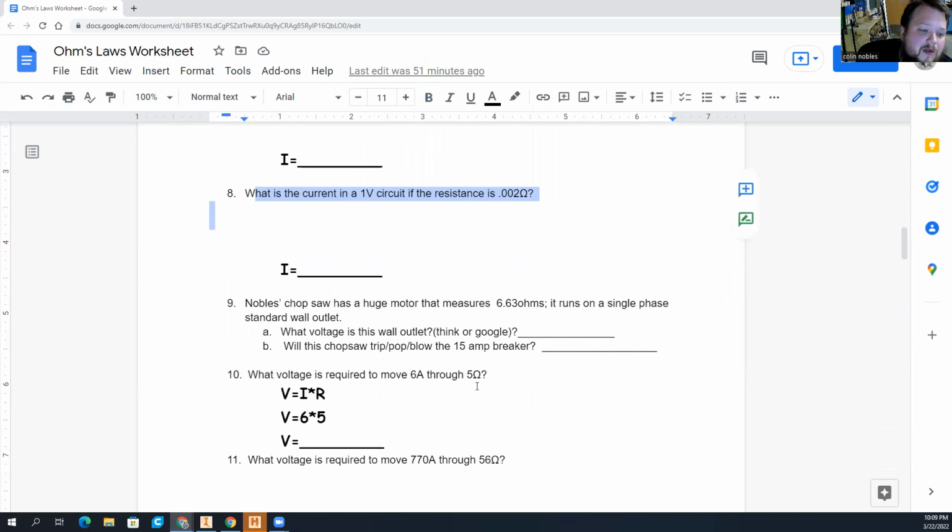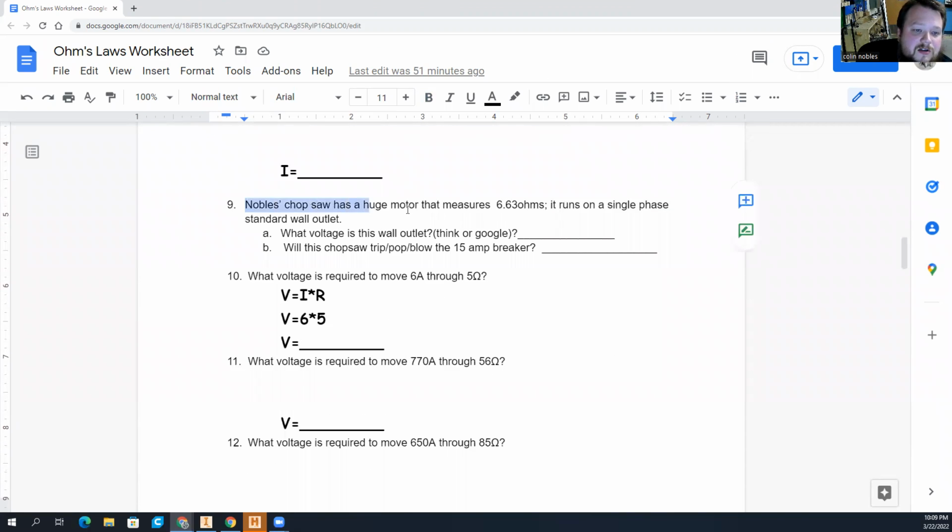One more current problem there. And then I'm asking you to solve this problem here. I've got a giant chop saw with a huge motor on it. I'm concerned that it's going to pop the breaker in my garage. So I check the resistance of the motor. The motor comes out at 6.63 ohms of resistance.